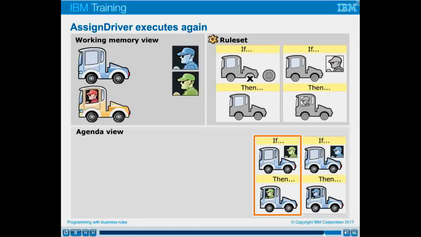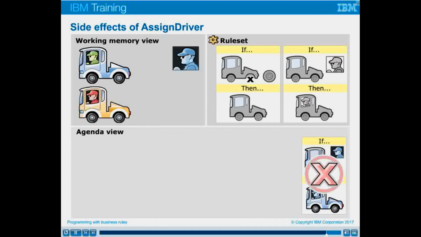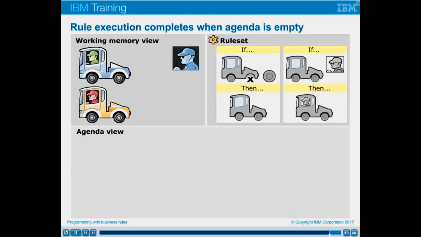Now, the rule engine executes the next most recent rule instance, which is the assigned driver rule with the blue truck and the driver with the green hat. Again, the working memory is updated, the rule engine is triggered to retest the rules, the blue truck is no longer available, so the remaining rule instances that used that truck must be deleted from the agenda. The rule engine can't make any more matches between the objects in working memory and the rules from the rule set, so the agenda is empty and rule execution is complete.